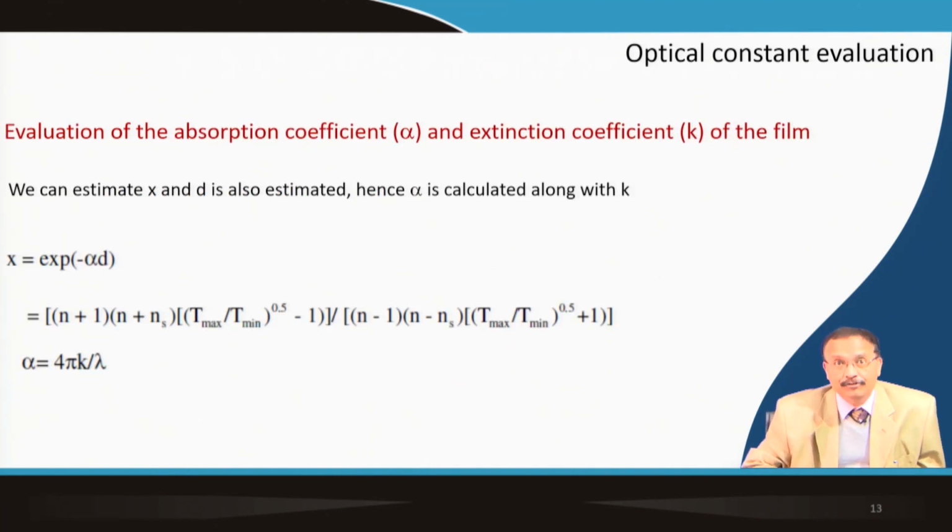So, absorption coefficient and extinction coefficient also can be evaluated or estimated by this relation. So, these two relations are given. That will help you to get the value of alpha, and knowing the lambda you can also get the value of extinction coefficient from these two simple relations.